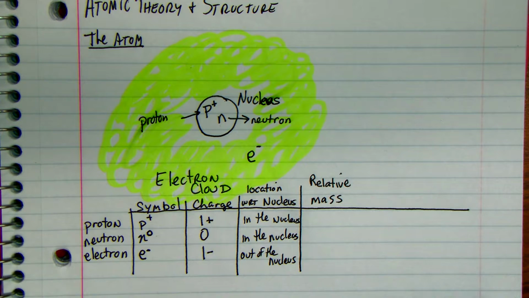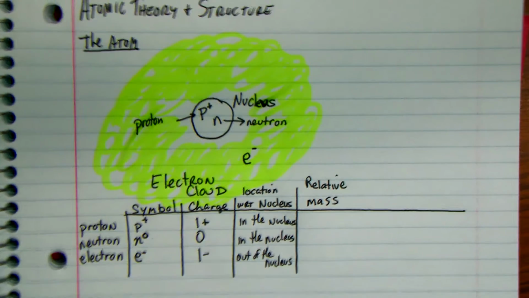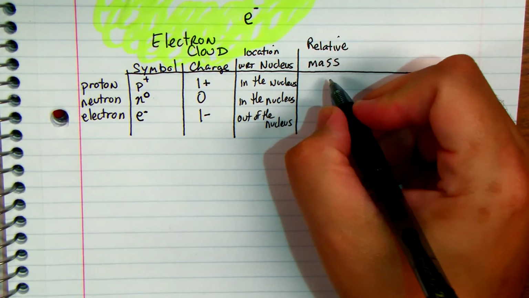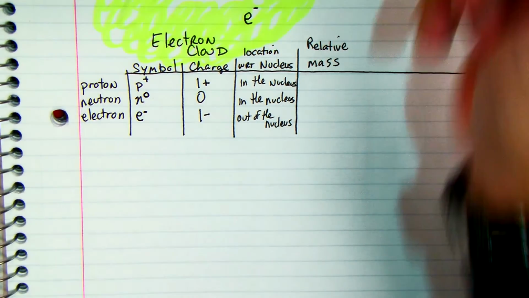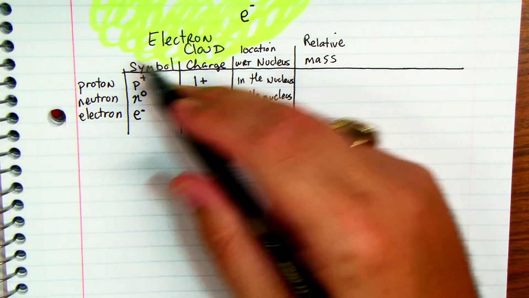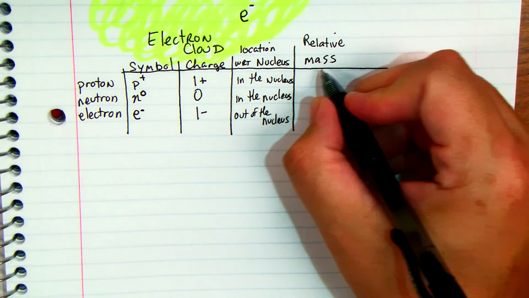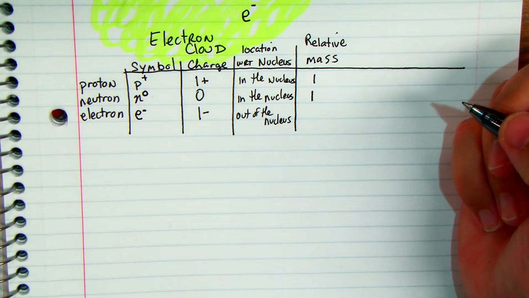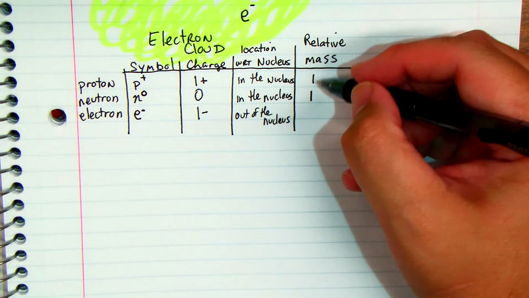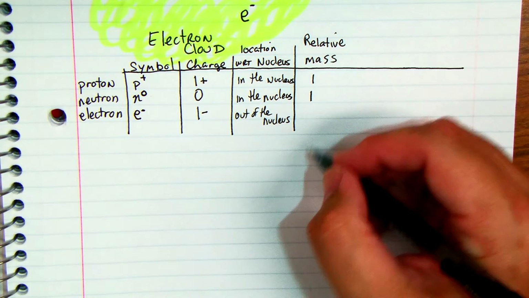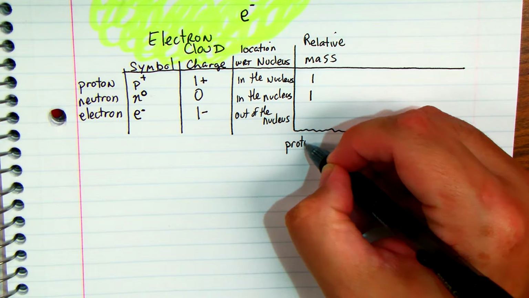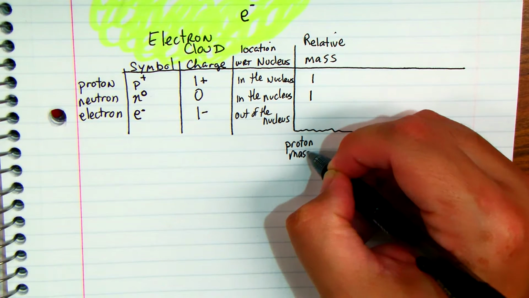Now, when we start talking about relative mass, we're comparing the masses of these 3 things. So, believe it or not, the proton and the neutron both get 1s. So what does that tell me about the neutron and the proton? Yep. So the proton mass is equal to the neutron mass.